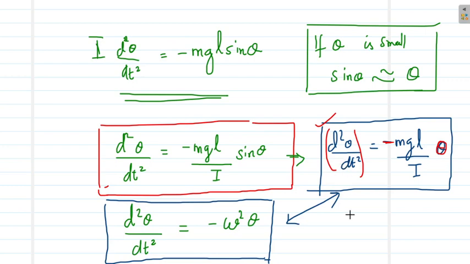So we can say that a compound pendulum executes simple harmonic motion. That is evident from this differential equation. d square theta by dt square is proportional to minus theta. That implies that compound pendulum executes simple harmonic motion.